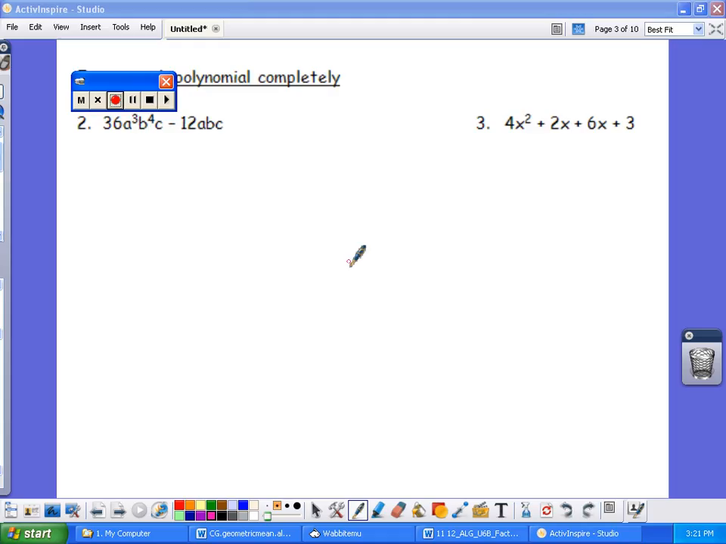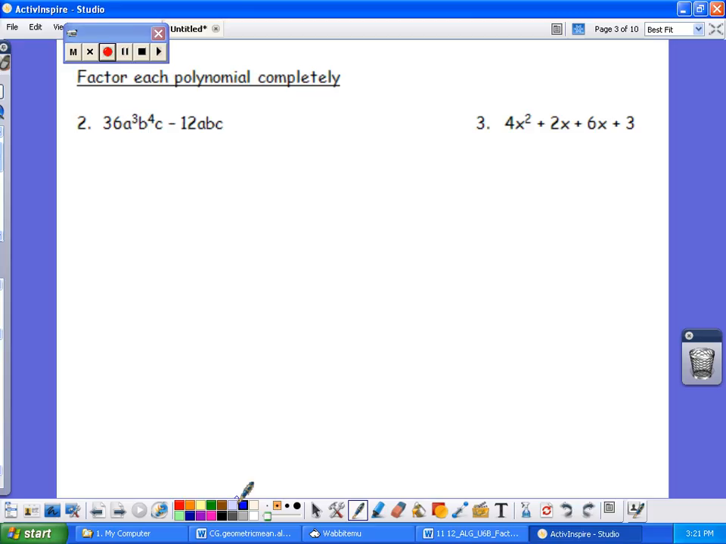For this one, we are factoring each polynomial completely. Alright, so I have a lot of different ways I can factor, so what I need to see is what's the best method. Okay, well, since I only have two terms here, I can't do by grouping really because there'd only be one group. So when I have it like this, I'm just going to use greatest common factor.